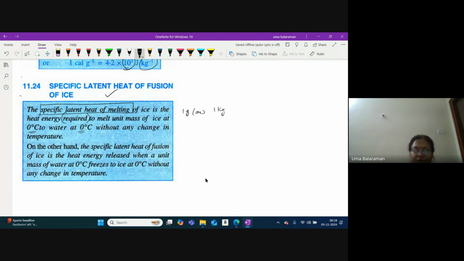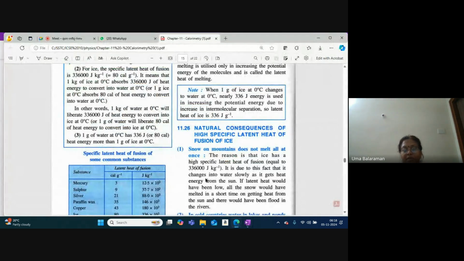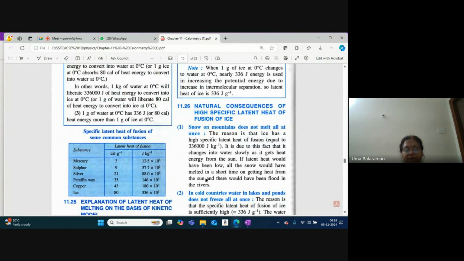Specific latent heat of fusion is heat energy released when a unit mass of water at 0 degrees Celsius freezes to ice at 0 degrees Celsius without any change in temperature. They can simply ask latent heat or specific latent heat or specific latent heat of fusion and melting separate. So watch out what is the definition and put the appropriate words.